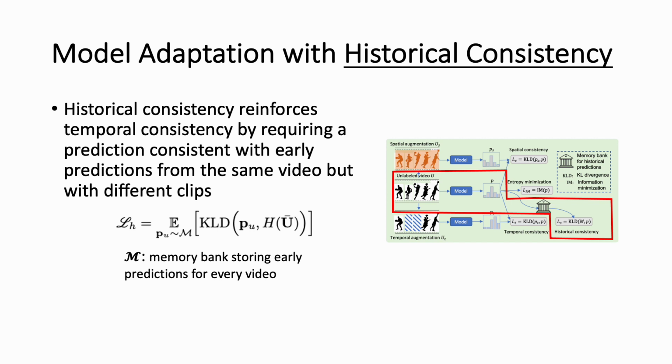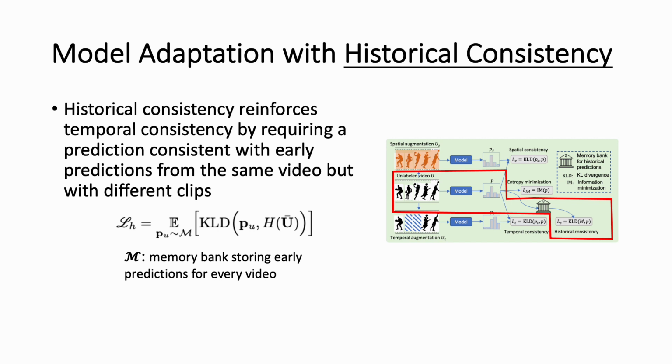Further, we encourage historical consistency, which aims to require the prediction for a video clip to be consistent with another clip sampled from the same video but with different frames. So we want to encourage the prediction to be consistent for different combinations of frames from the same video.